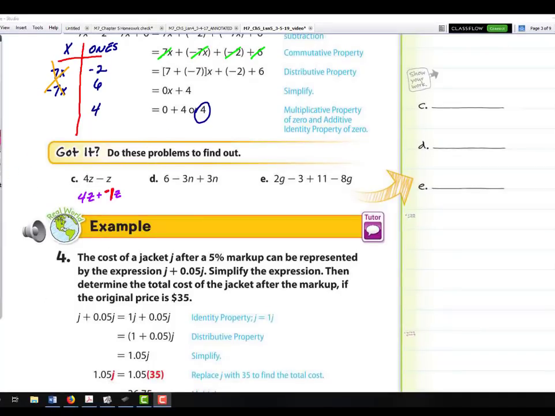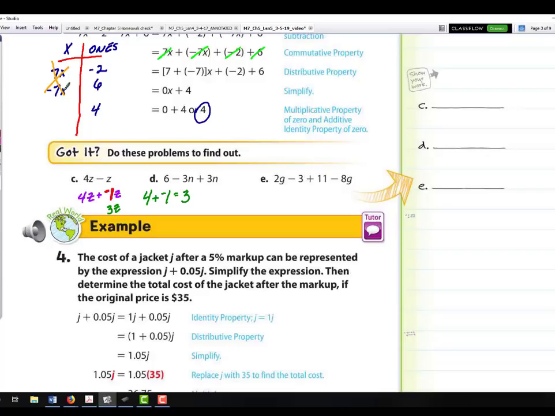Okay, so I took my expression 4z minus z and I rewrote it as 4z plus negative 1z. I find it really helpful to put that negative 1 coefficient in instead of just writing 4z plus negative z, because that reminds me, all right, I've got 4 positives and 1 negative. Anytime I'm adding like terms, what I'm adding are the coefficients. So I'm adding 4 to negative 1, which gives me positive 3, which means my answer here is 3z.